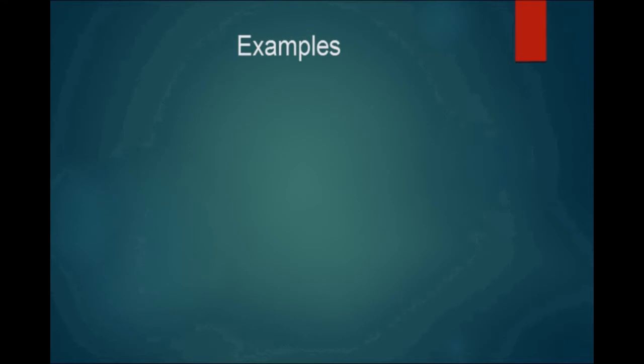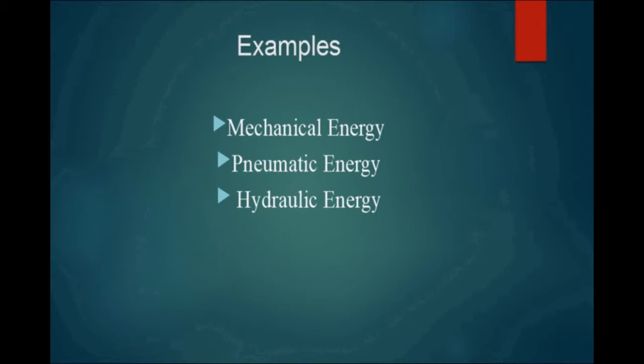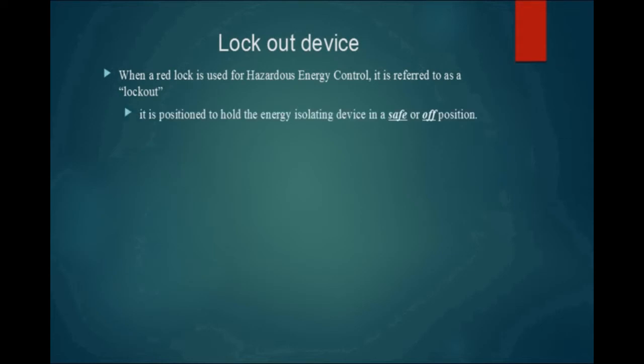Examples of hazardous energy: mechanical energy, pneumatic energy, hydraulic energy, electrical energy, chemical energy, and thermal energy. Lockout device. When a red lock is used for hazardous energy control, it is referred to as a lockout. It is positioned to hold the energy isolating device in a safe or off position.